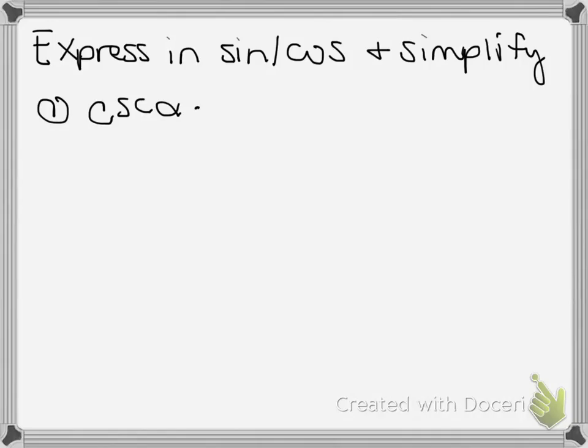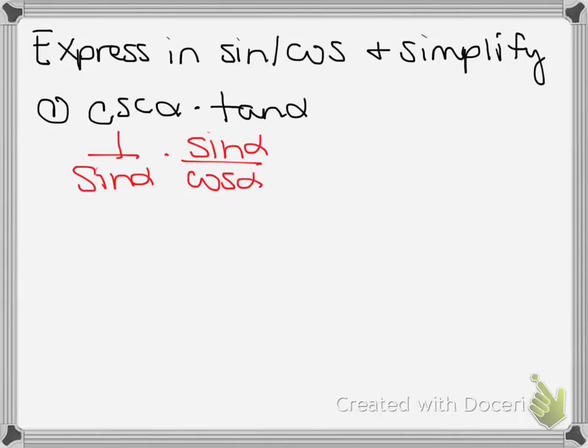But if I say cosecant alpha times tangent alpha, and you wanted to rewrite that, you would say, oh, cosecant is 1 over sine times tangent, which is sine over cosine. The sines will cross out, and I'm left with 1 over cosine alpha.